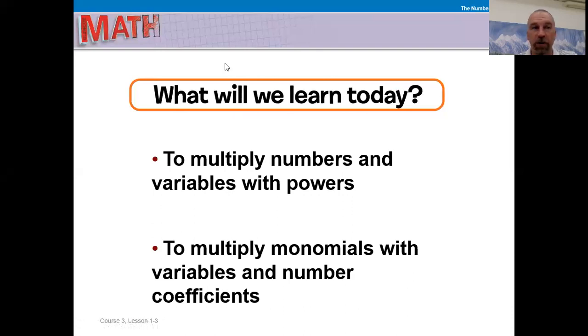You might have heard that word. You should have heard that word, coefficients. A coefficient is a number that's in front of a variable, multiplying the variable.